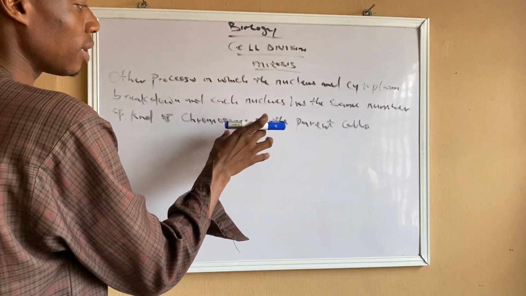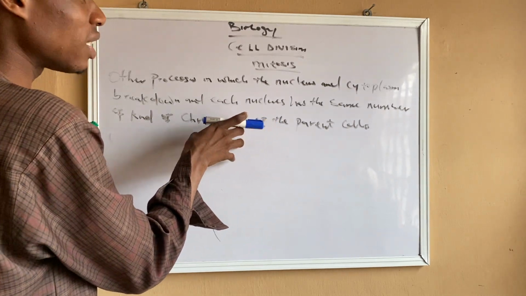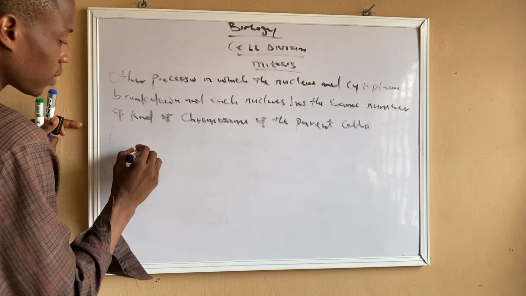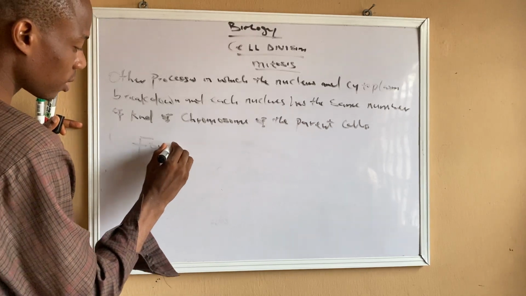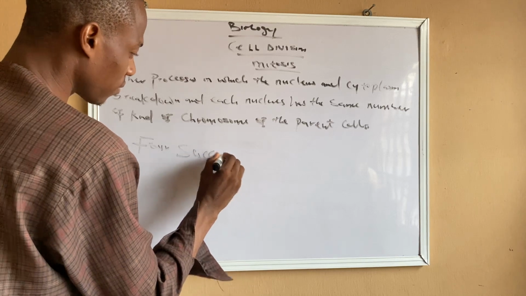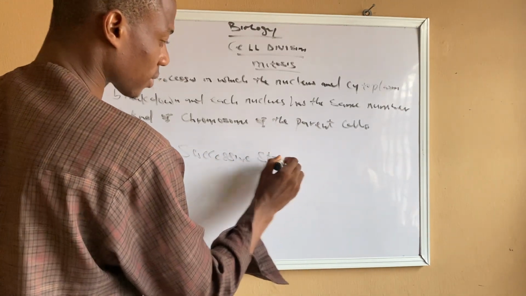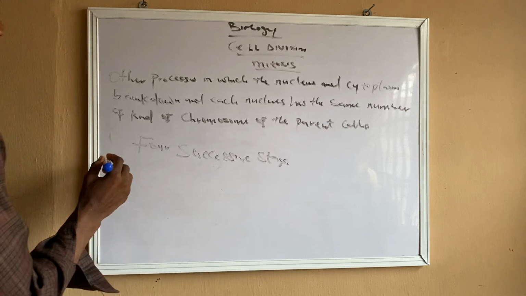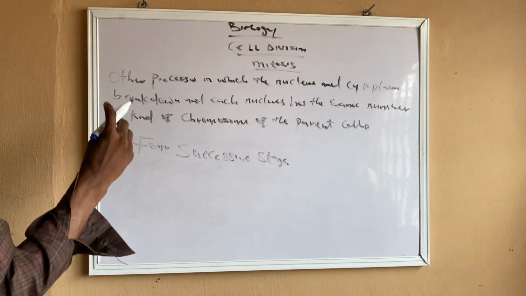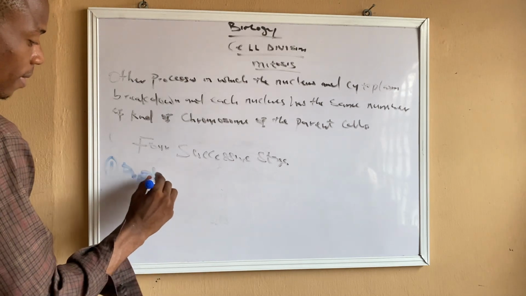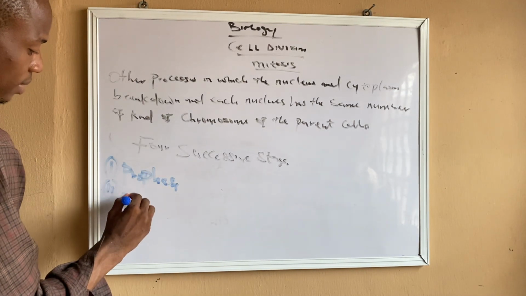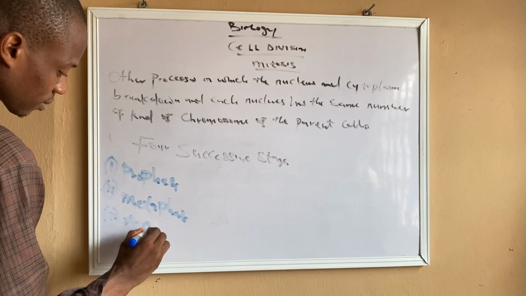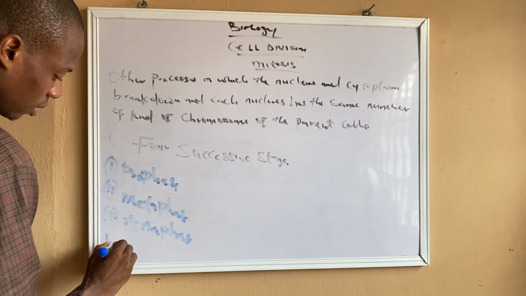Just like meiosis, mitosis also has its own successive stages. The four successive stages. What are the four successive stages? You know, in meiosis we talked about the prophase, the metaphase, the anaphase, and the telophase.